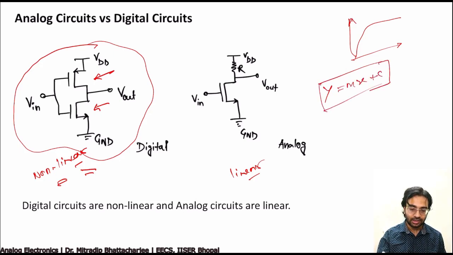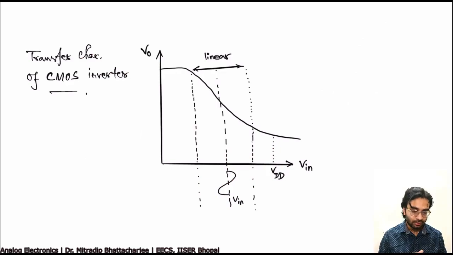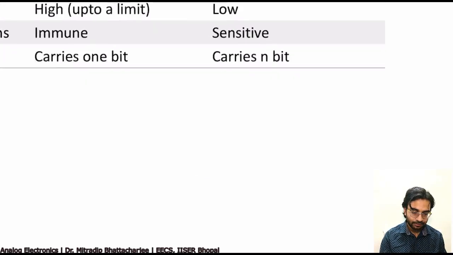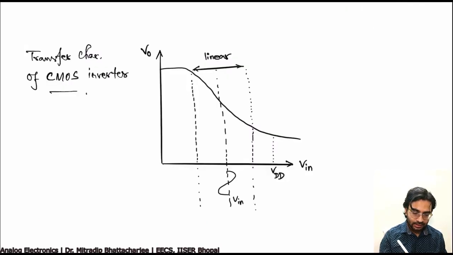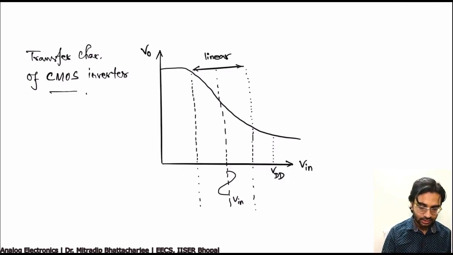Wherever the characteristics are linear, we will operate in that domain only. That's why in analog we have a restriction on input voltage, whereas in digital you can take advantage of the entire range. Now for example, if this is the transfer characteristics of a CMOS inverter, the transfer characteristics of CMOS inverter.